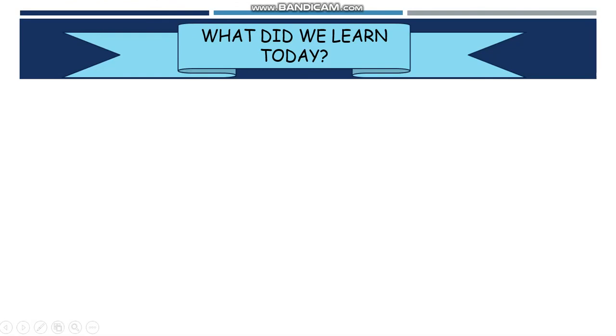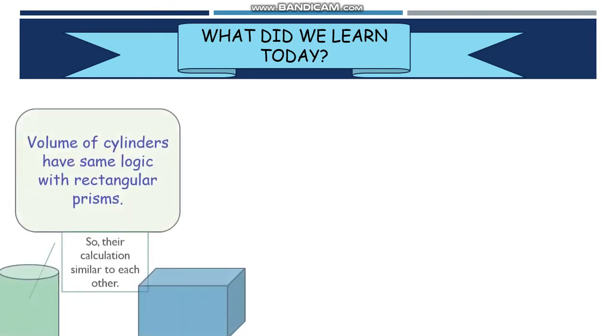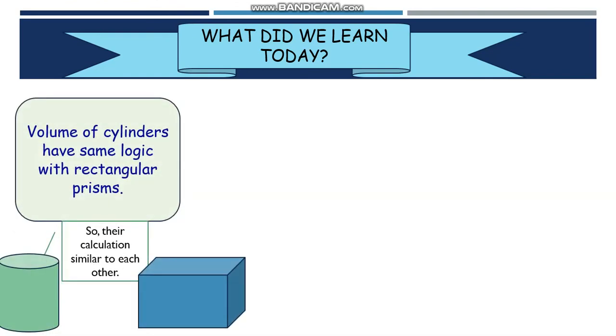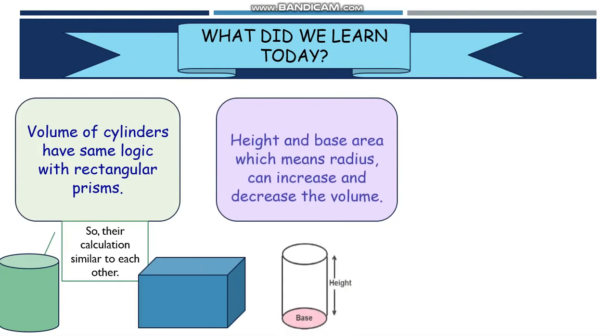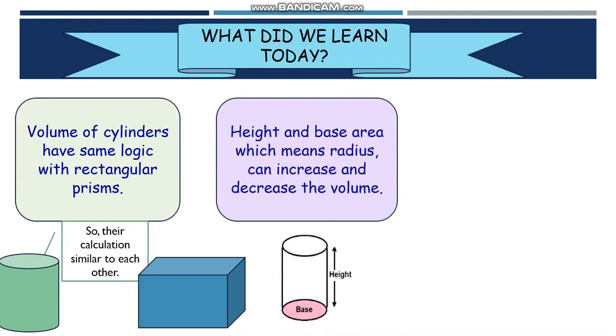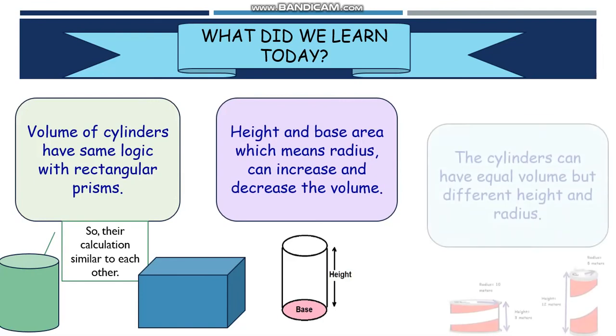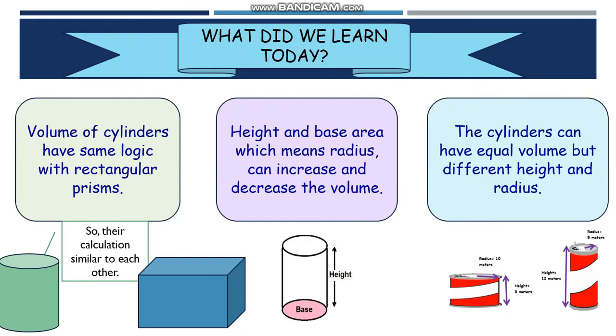Let's think about what we learned today. We learned that the volume of cylinders has the same logic as rectangular prisms, so their calculations are similar to each other. Second, height and base area, which means radius, can increase and decrease the volume. And also, cylinders can have equal volume but different height and radius.